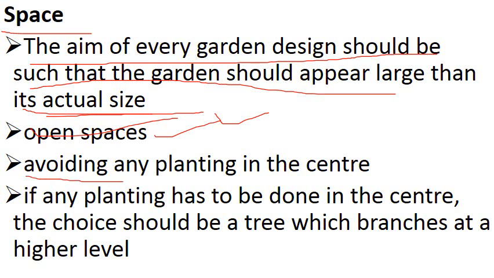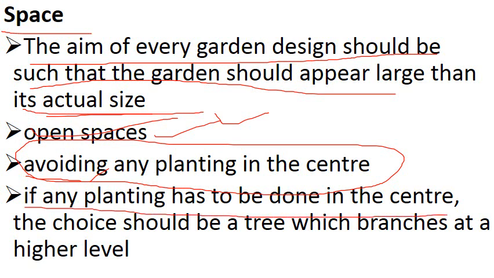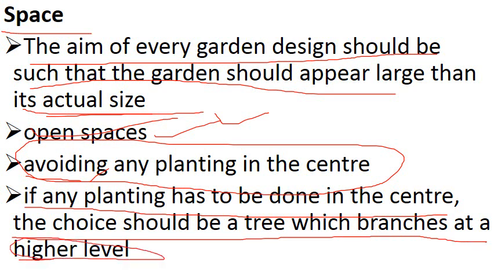Then avoid any planting in the center. If you plant any tree in the center, what will happen? It will give a clumsy appearance. It means the garden looks very clumsy, very small. If you want to plant, then what happens? If any planting has to be done in the center, the choice should be a tree which branches at a higher level. If it branches at a higher level, then it looks like open space at lower level. So you can plant a tree in the center.